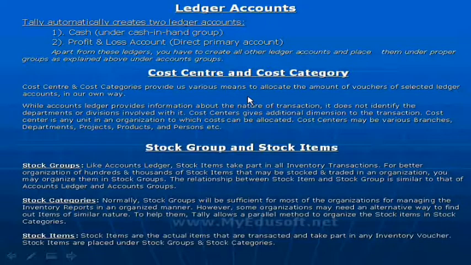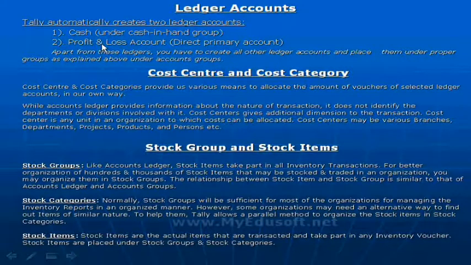Now we will learn about some topics in Tally. First topic is ledger account, simply called as ledger. In Tally, two ledger accounts are created automatically, that is cash account, and this account shows under cash in hand, and second account is profit and loss account.